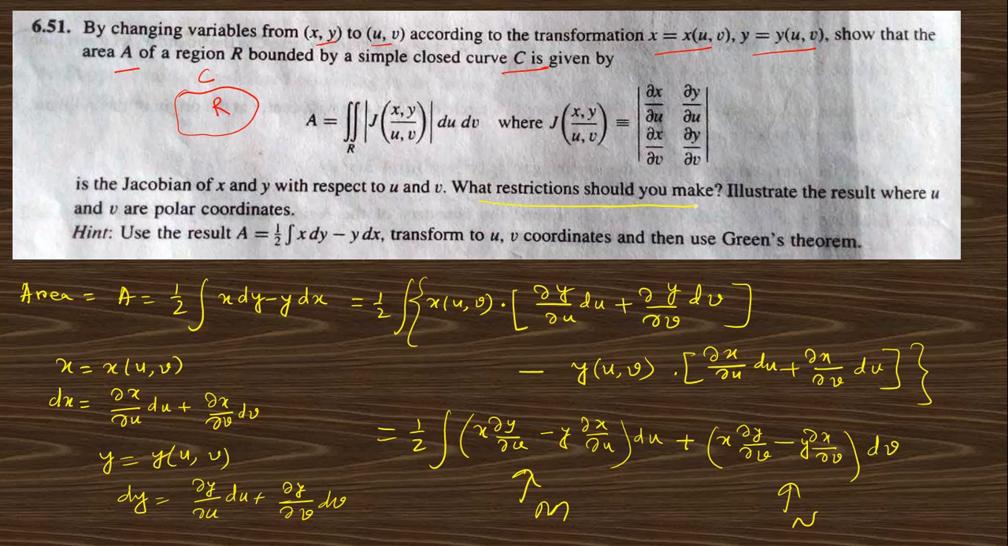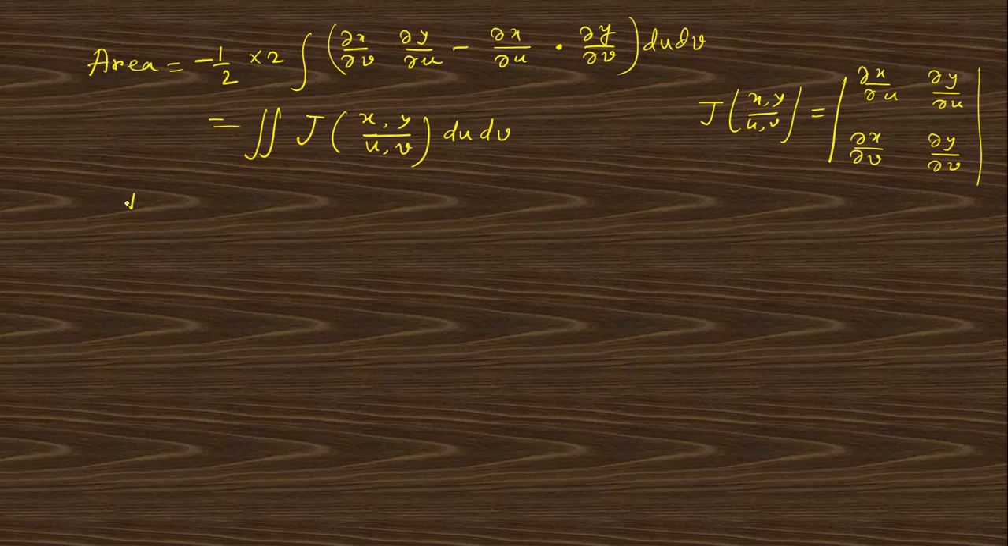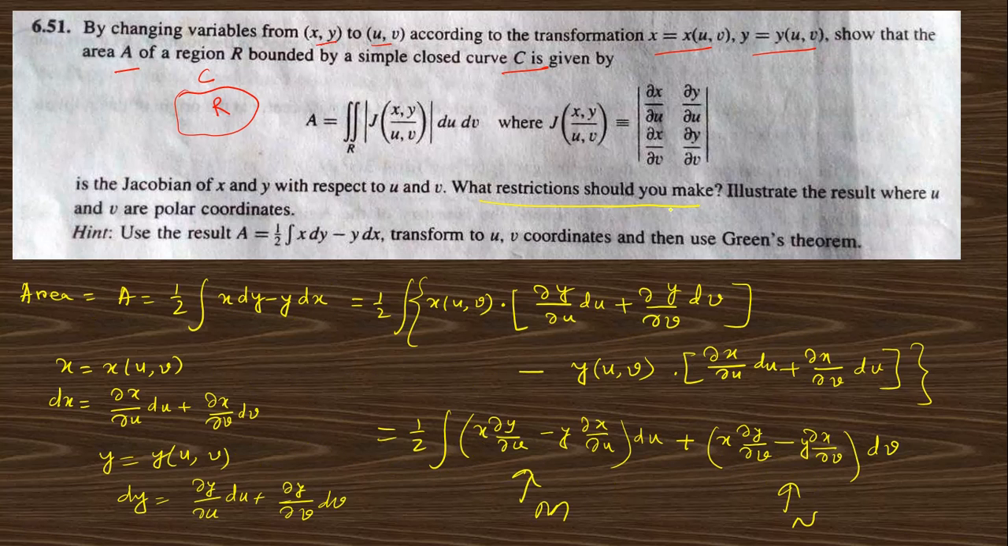What restriction should you make? Here the restriction will be that the function must be a continuous variable. This was given in the previous lecture. You can see the continuous variable. For that it can be written like that. Okay. And the next one is to illustrate the result where uv is the polar coordinate.